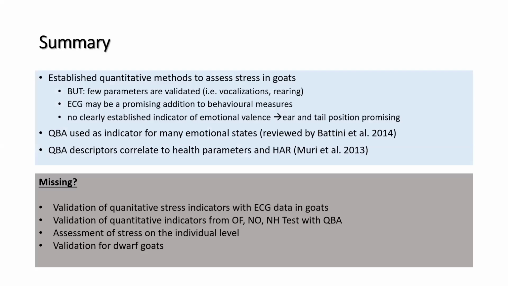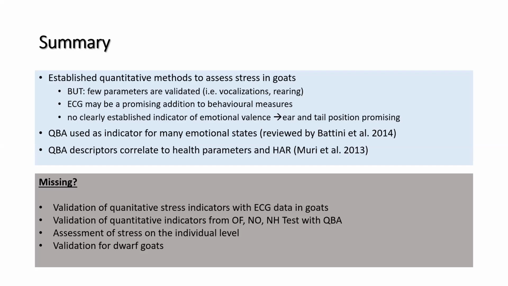So to sum this up, there are established quantitative methods to assess stress in goats, but very few parameters have been validated, such as vocalizations, which I mentioned before, and rearing against walls. ECG may be a promising tool as an addition to behavioral measures to interpret arousal, but also valence better. So far, no clearly established indicators of emotional valence exist for goats. However, as Briefer et al. showed, tail and ear positions seem to be promising. QBA has been used as an indicator for many emotional states in goats, and QBA descriptors in goats are out there and have been found to correlate well to health parameters and stockmanship.